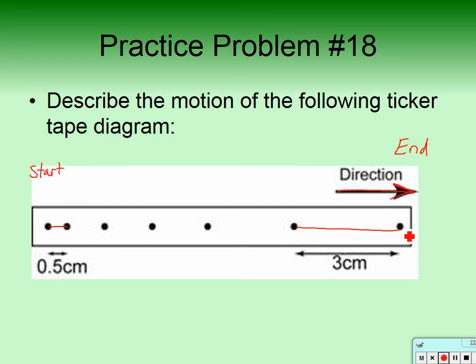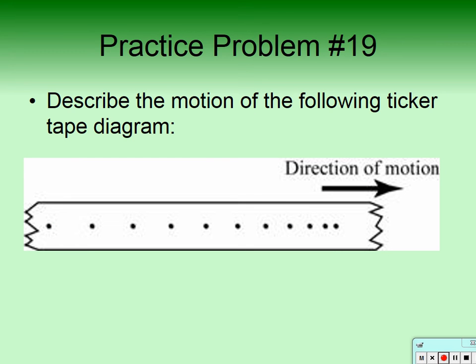Okay, number 19. It says, describe the motion of the following ticker tape diagram. Again, it's going to the right, so this is the start. And the other side is the end.